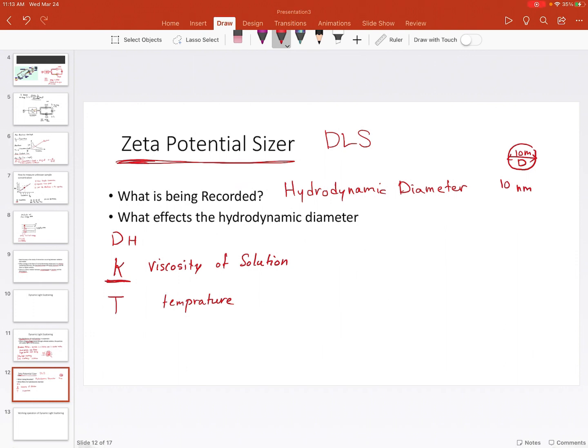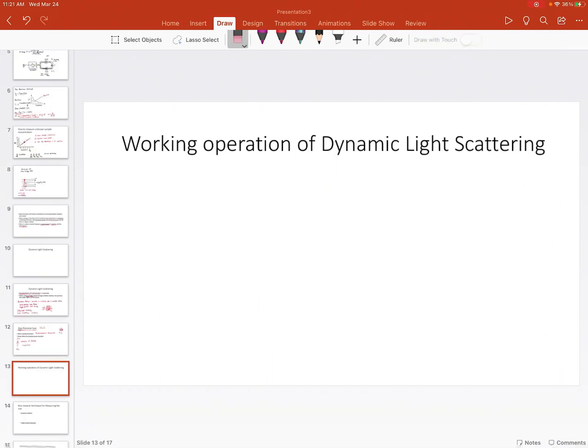Again, the temperature of the solution will affect the speed with which the particles are moving. And another parameter is called DT, the translational diffusion coefficient. So what is the working operation of dynamic light scattering? In the DLS technique, we have a monochromatic light, which is a focused light, such as a laser.